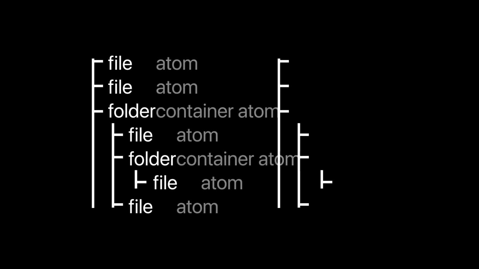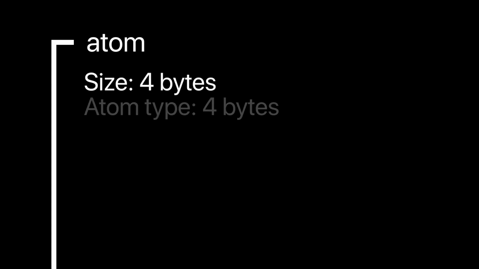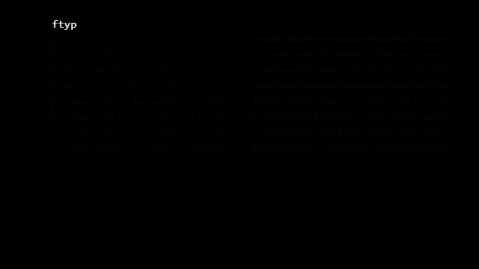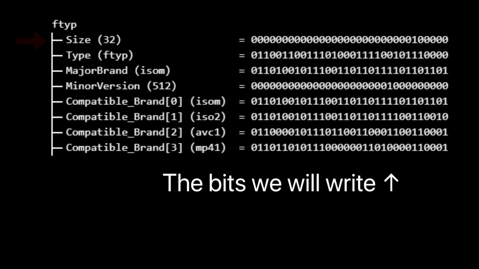Let's call our files atoms. Each atom will start with 4 bytes of size and 4 bytes of type. We'll start by writing the file type compatibility atom, FTYP, using these values. Size, 32. Type, FTYP. Major brand, ISOM. Minor version, 512. And our list of compatible brands: ISOM, ISO2, AVC1, and MP41.